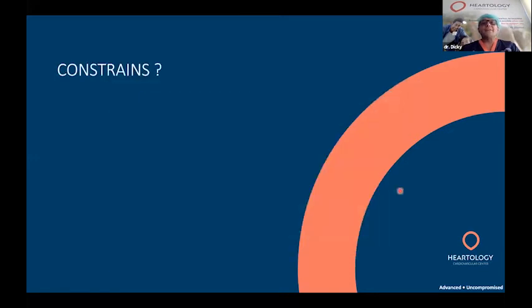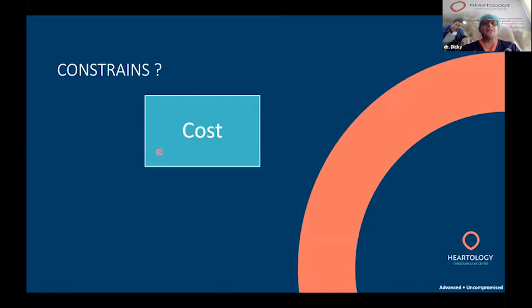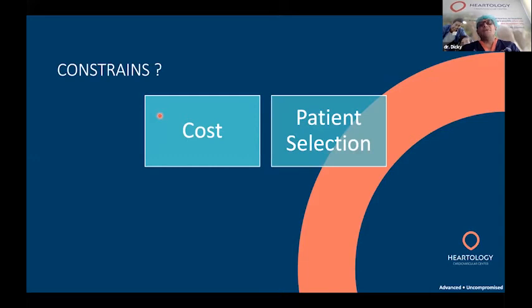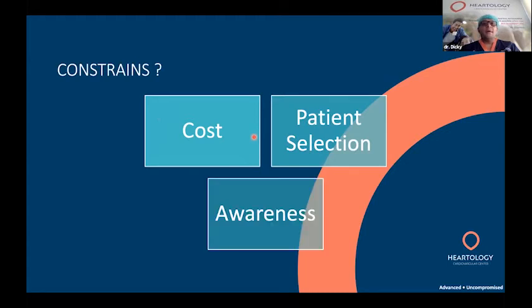But what are the constraints? The constraints are, of course, the cost, especially here in Indonesia, but most of the healthcare providers are already covering CRT. Of course, there's patient selection: patients with a wider QRS have a better response to CRT, especially in left bundle branch block patients, and the awareness that we have this type of therapy option for patients with electrical dysynchrony.